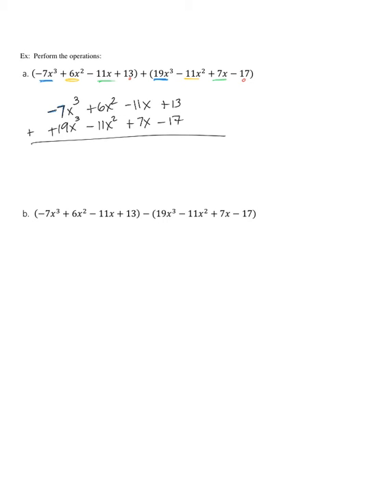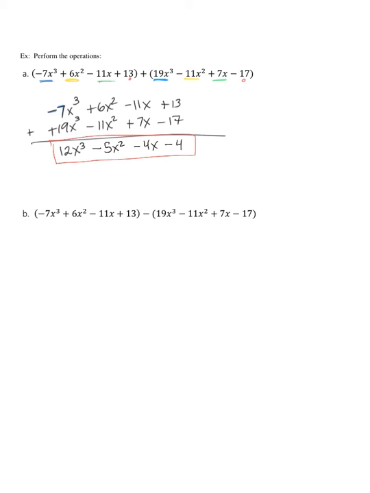Good, and now we can just add columns. Negative 7x cubed plus 19x cubed, that would be 12x cubed. Now we have 6x squared minus 11x squared, that would be a minus 5x squared. Negative 11x plus 7x, that would be minus 4x. And now 13 minus 17 is minus 4. So that's our final answer.